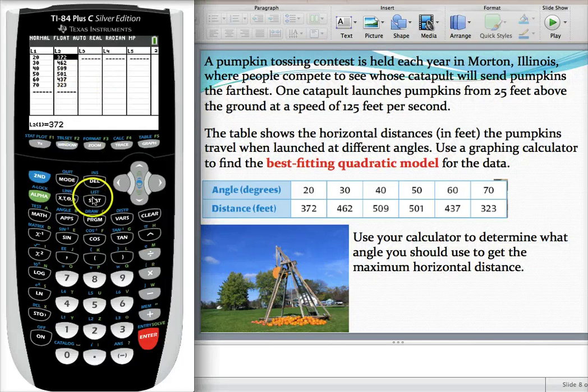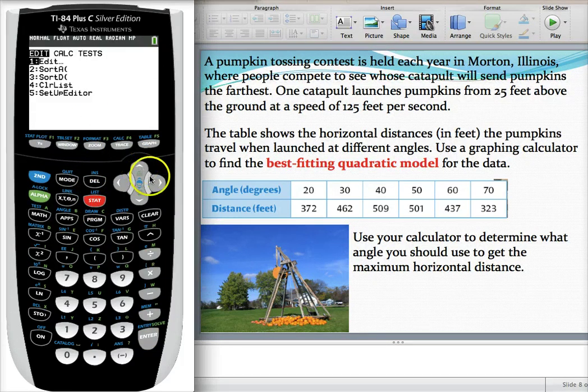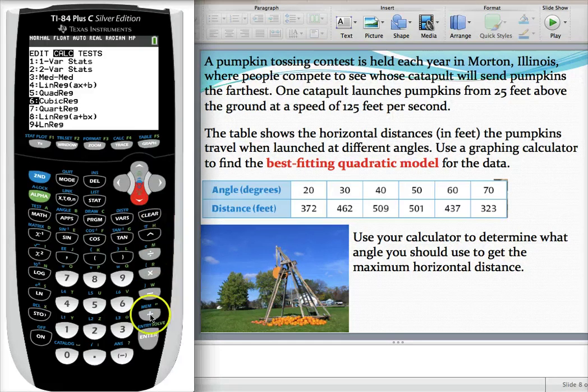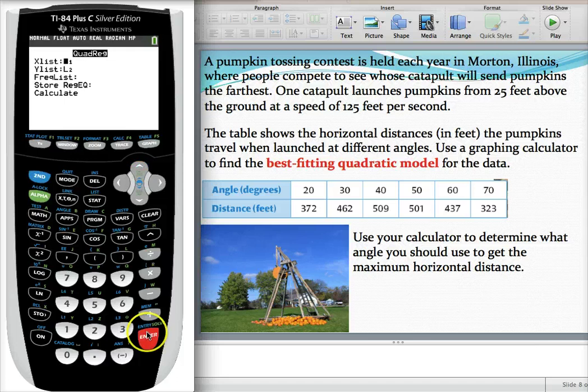So let's go to stat and then calculate. And like we did in the other video where we were writing a quadratic model, let's select option 5, the quadratic regression. So that'll be the parabola that best fits this data. Select quadreg, option 5, and then press enter a couple times to get done to calculate if you have this screen pop up. And we'll see some really nasty decimals, but there's going to be our quadratic model.